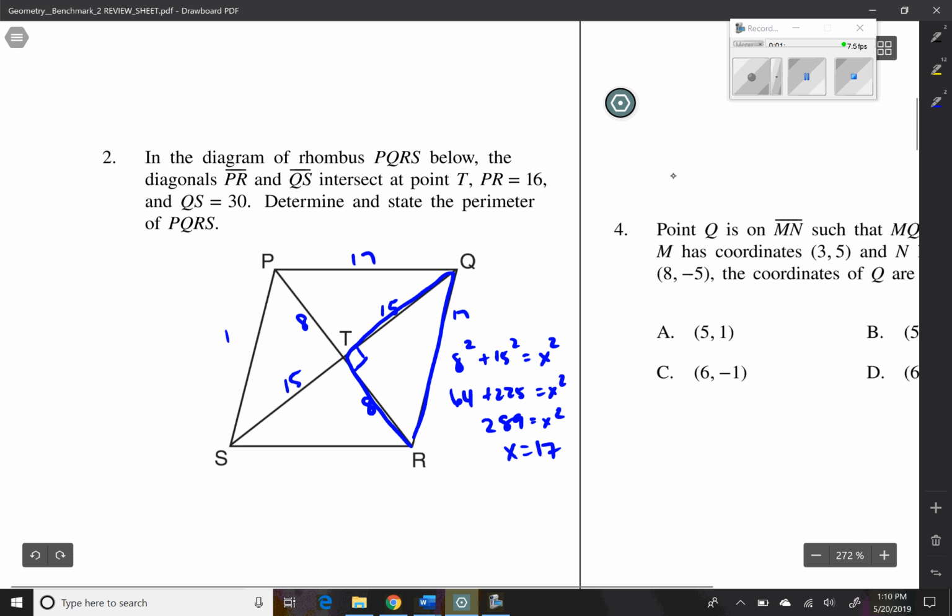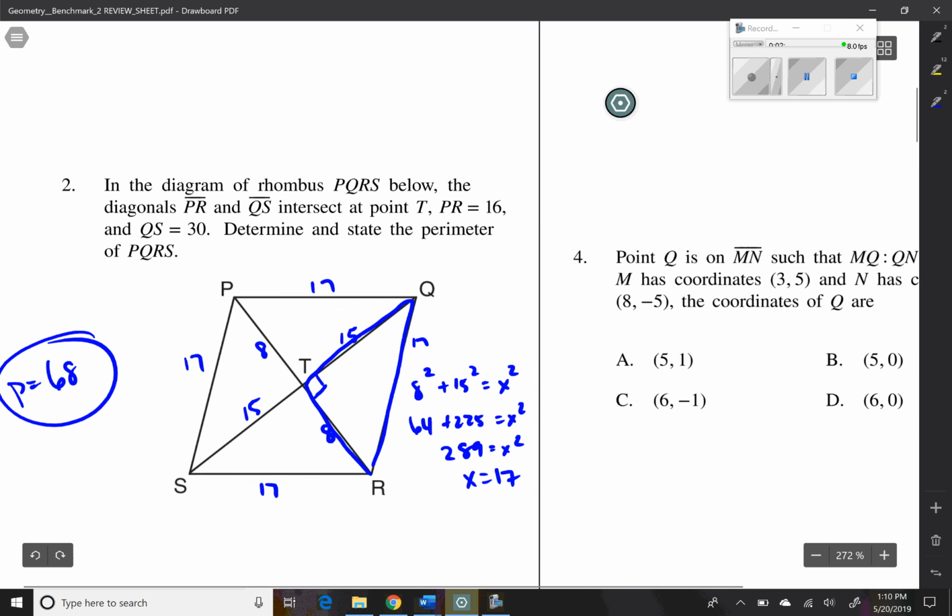The other thing I know about a rhombus is all the sides are the same, so the perimeter is going to be 68.